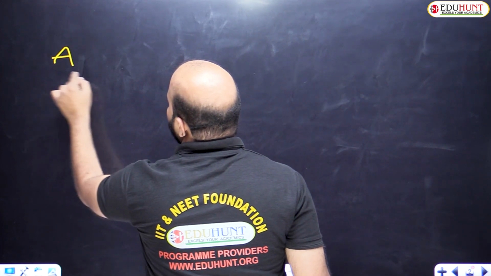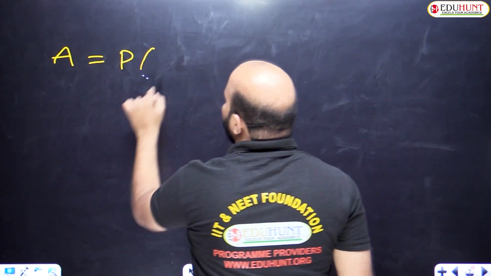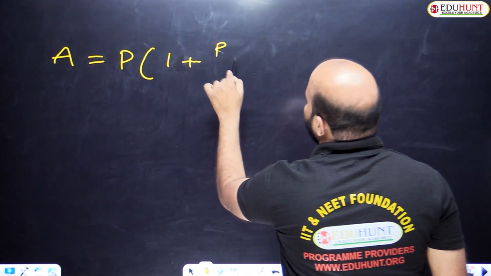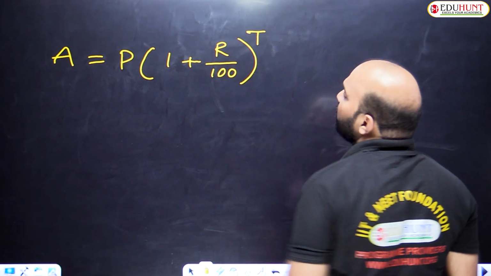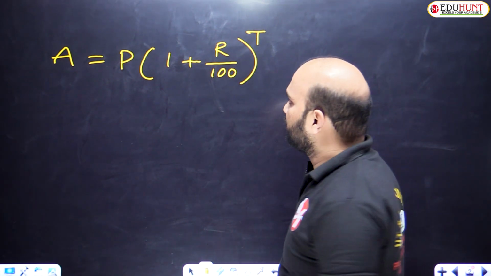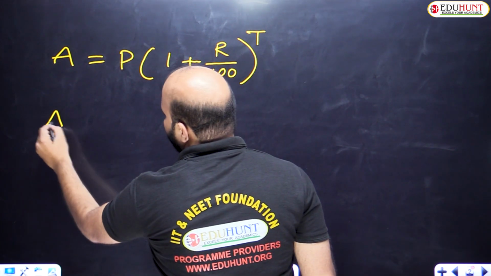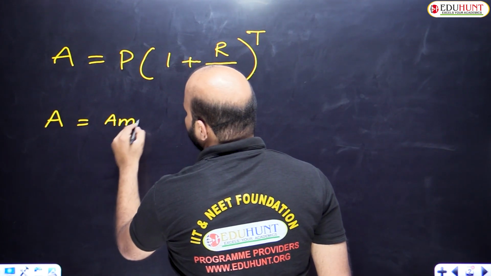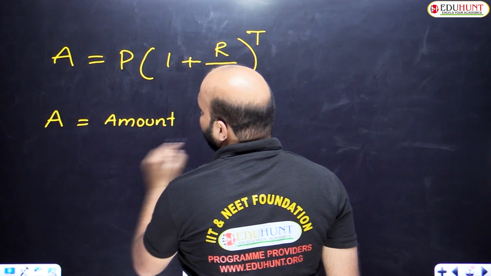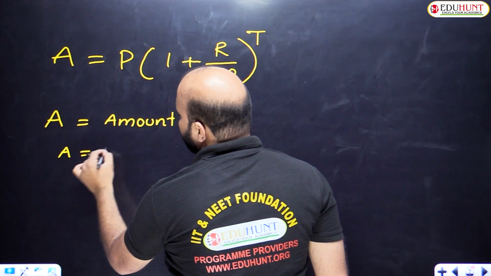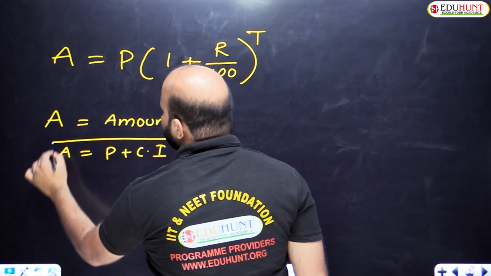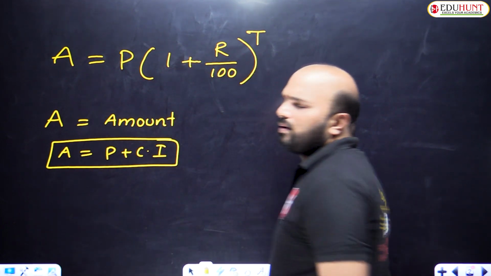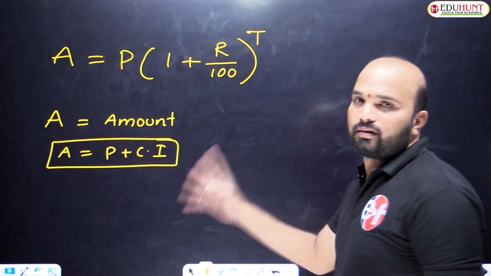Am I clear? Actually this is a formula. A equals P into (1 plus R by 100) whole power T. This is the compound interest amount formula. Here A stands for what? Amount. The amount contains two values: principal plus interest. But here which type of interest are we getting? Compound interest. This is the amount formula. P plus compound interest. Principal plus interest is called amount.